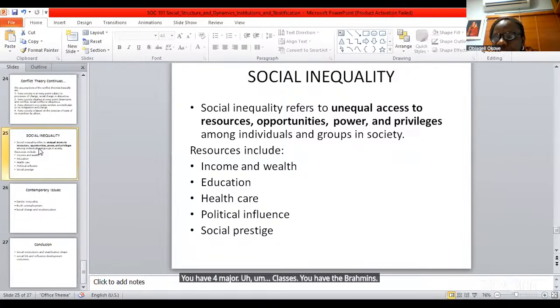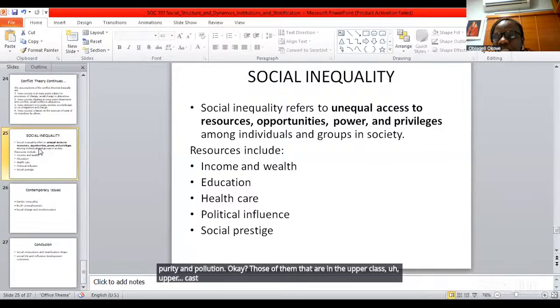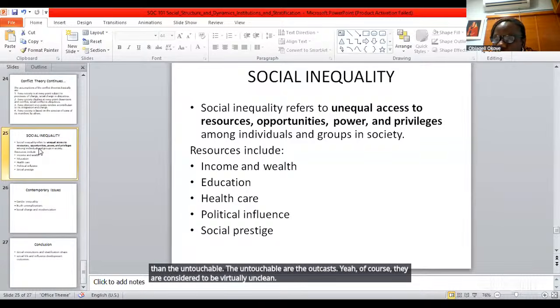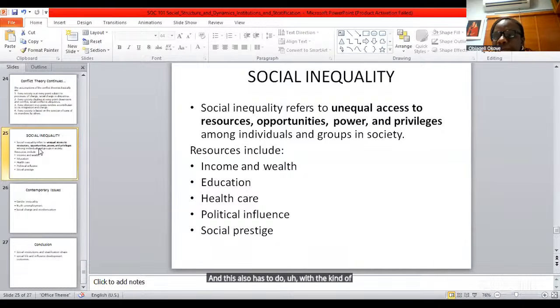You have the Brahmins at the uppermost top, and then you have the outcasts, that's the untouchables. This ranking in the caste system is based on purity and pollution. Those in the upper caste, the Brahmins, are seen as being more pure than the untouchables, the outcasts, who are considered to be ritually unclean. This also has to do with the kind of occupation they perform. The Brahmins are mostly priests. Because of this caste system, they maintain distance between the upper and the lower caste, so there won't be pollution.